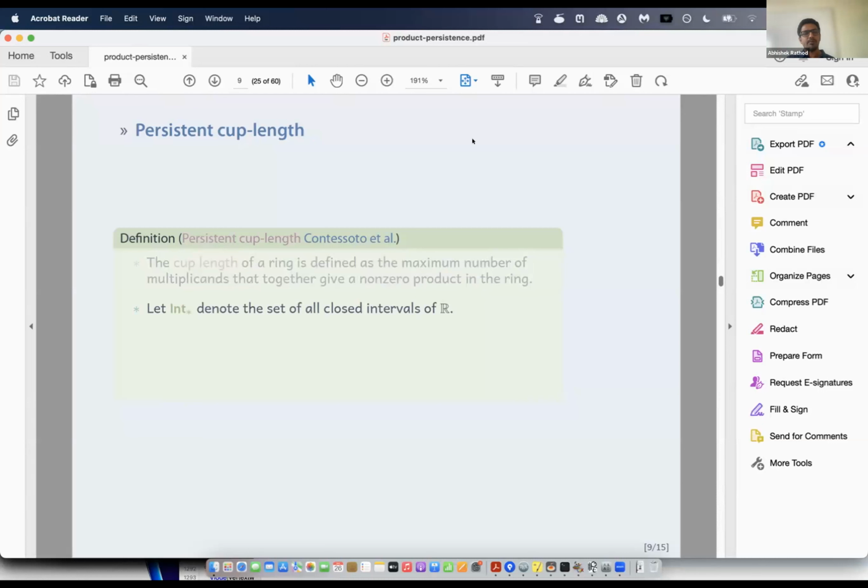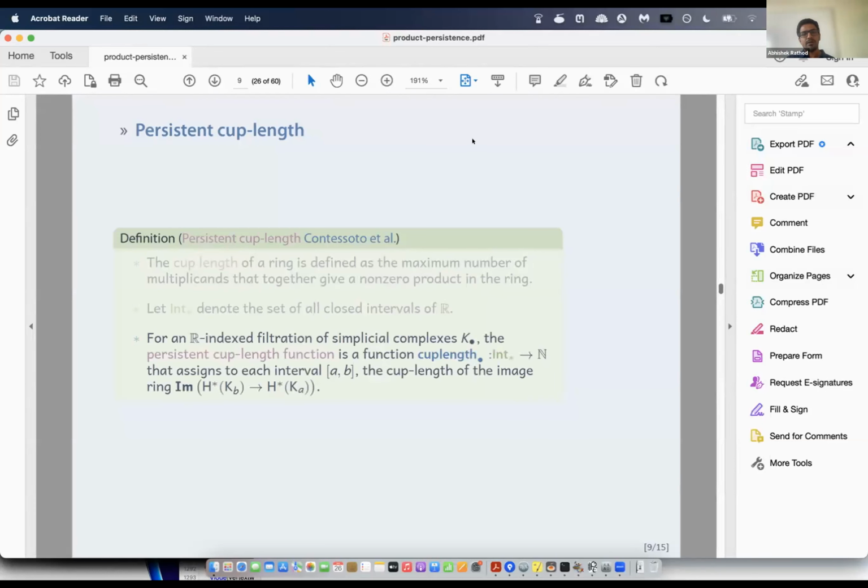Now let Int star denote the set of all closed intervals of the reals. Then for an R-indexed filtration of simplicial complexes, the persistent cup length function as defined by Contessa et al. is the function that assigns to every interval [a, b] the cup length of the image of the ring homomorphism H star K_b to H star K_a.